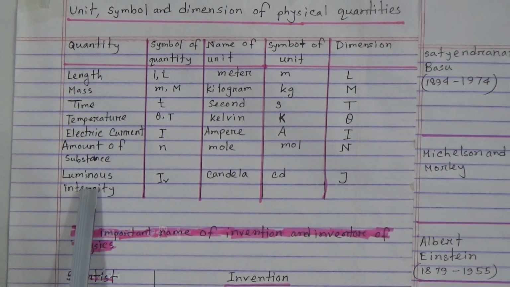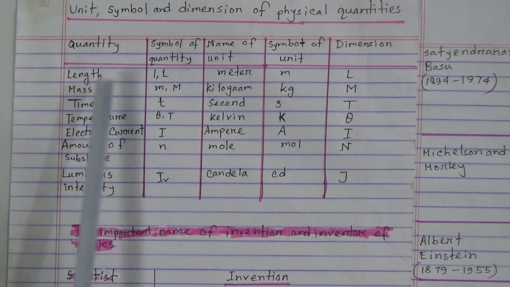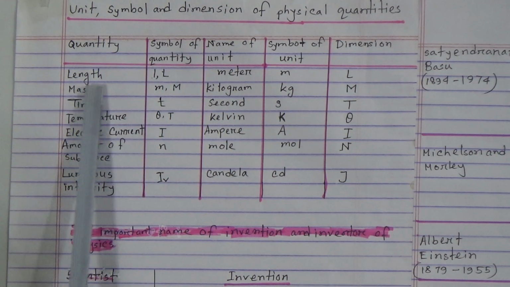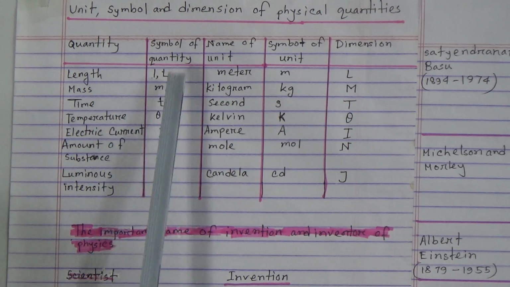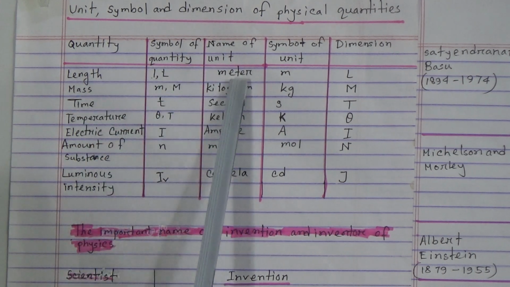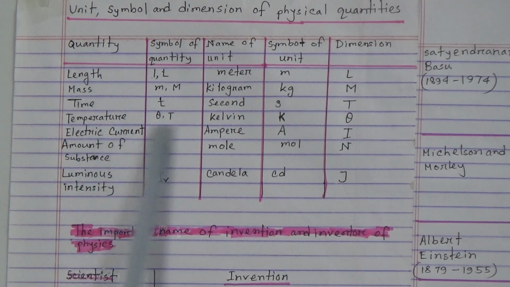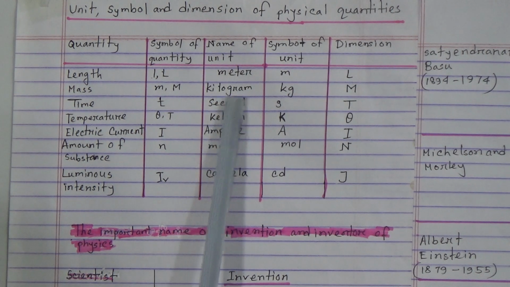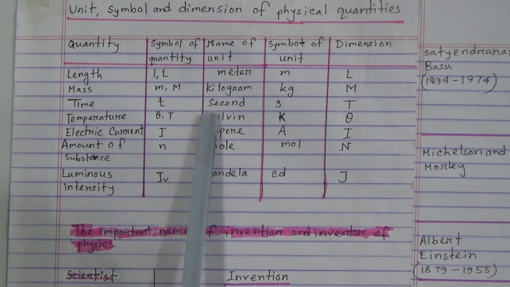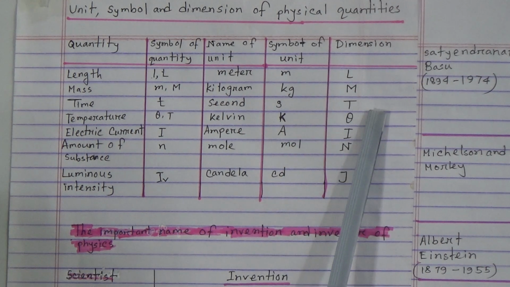There is the quantity, the symbol of the quantity, the name of the unit, the symbol of the unit and the dimension. Okay, here length: the symbol of the quantity is small l and capital L. The name of the unit of length is meter, the symbol of the unit is small m and the dimension is capital L. Mass: small m, capital M. The unit of mass is kilogram, the symbol of the unit is kg and the dimension is capital M. Time: the unit of time is second, the symbol of the unit is s and the dimension is capital T.